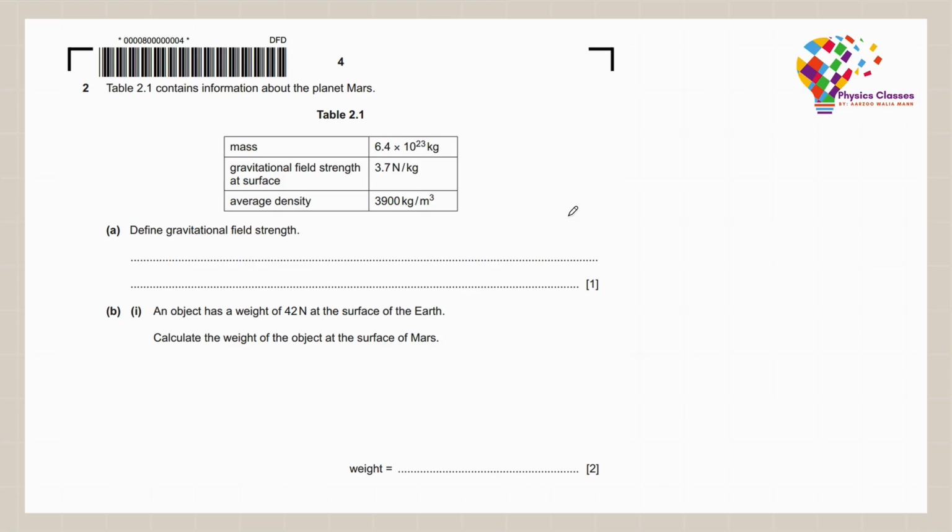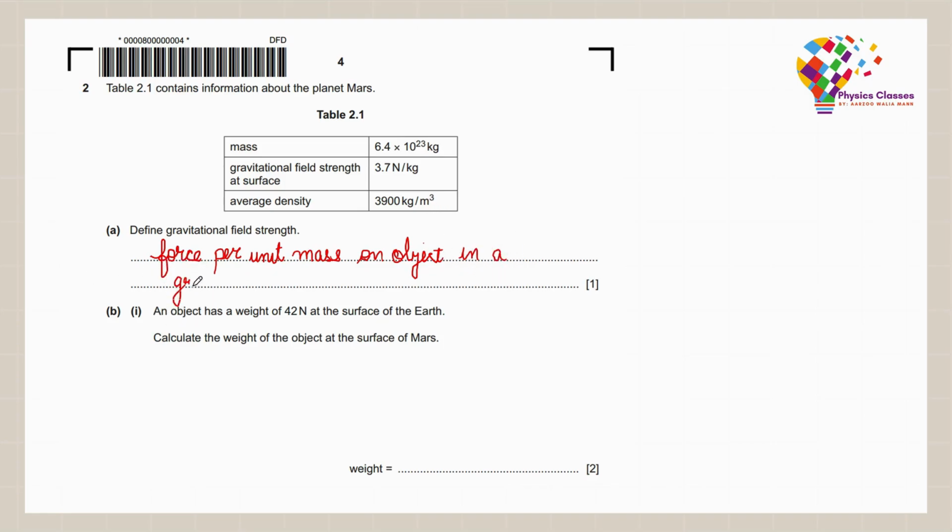So for question number 2, they have given us some information about the planet Mars, which is mass, the gravitational field strength, the average density, and firstly we have to define the gravitational field strength. So gravitational field strength is basically nothing but the force acting on a unit mass in a gravitational field.